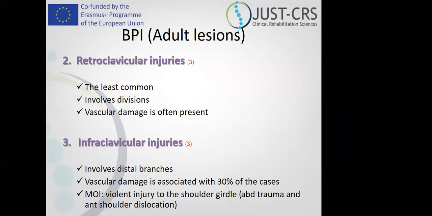The mechanism of injury includes a violent injury to the shoulder girdle, which is an abduction trauma, and anterior shoulder dislocations.